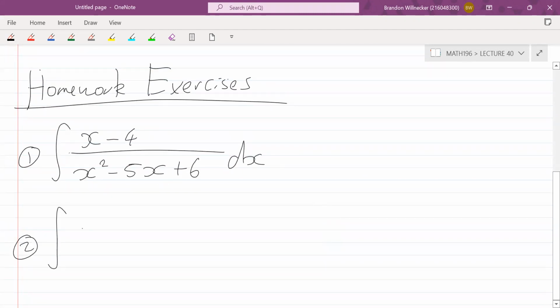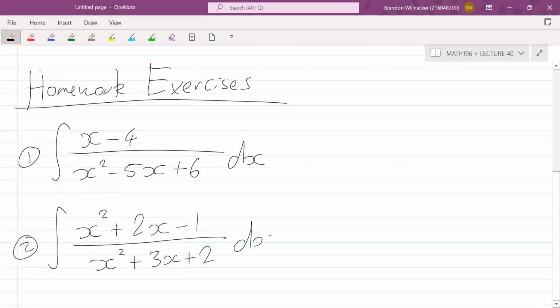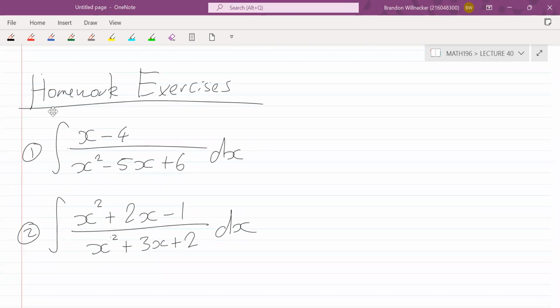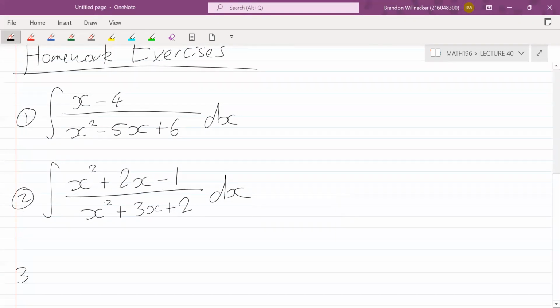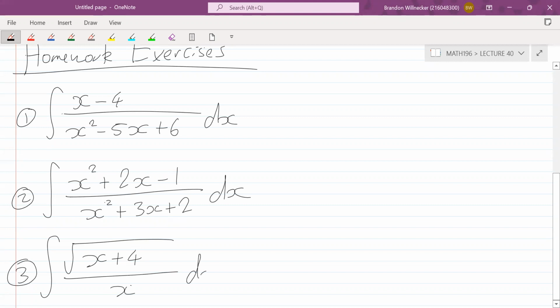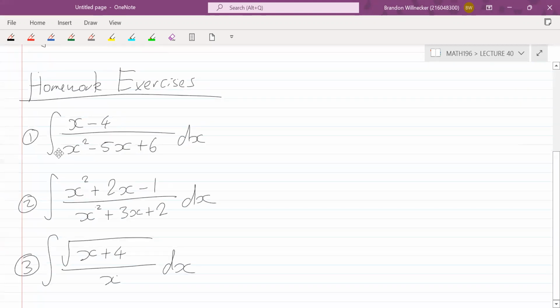Number 2, x squared plus 2x minus 1 over x squared plus 3x plus 2. Okay, try that one out. And number 3, the integral of the square root of x plus 4 over x. Okay, we're going to do more of that next time. But give it a go.